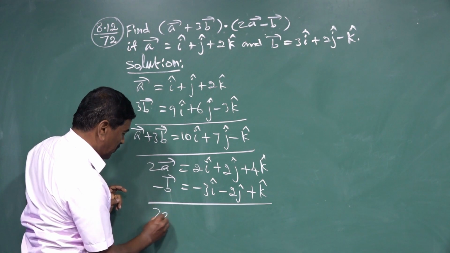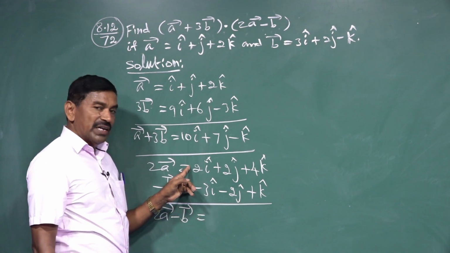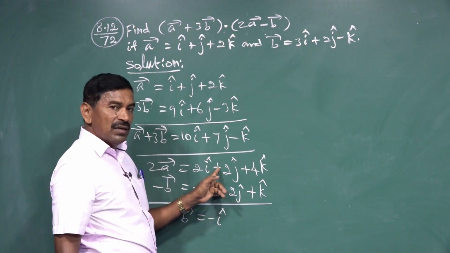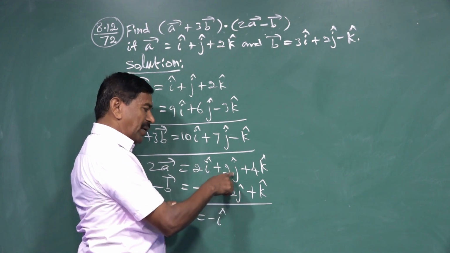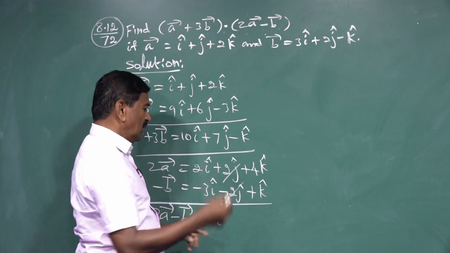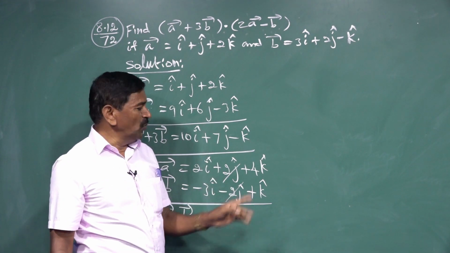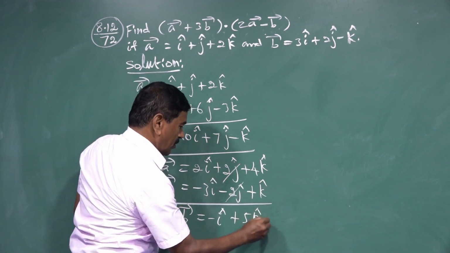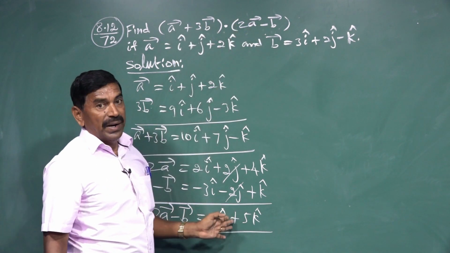Now 2A vector minus B vector, which is equal to, what is the addition? Minus I cap here. The total is plus 2J cap minus 2J cap, they cancel, which means 0. 0 J cap, no need to write. Come to the last, plus 5K cap. Listen again: first bracket, then complete the second bracket.